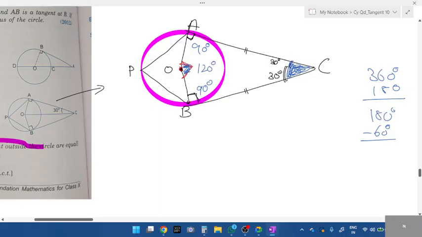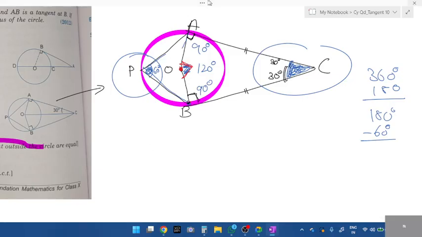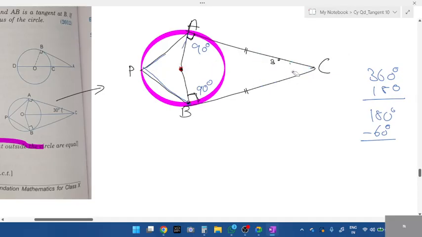120. If that is 120, what is the angle formed in the circumference? It should be half of center. This angle and this angle will be same. If this is 60, this angle also should be 60 degrees. Is this clear? All of you understood? Yeah, we have found all the angles. We'll see what kind of question they have asked, students. Let me erase all this. I'll tell you how to write step by step.